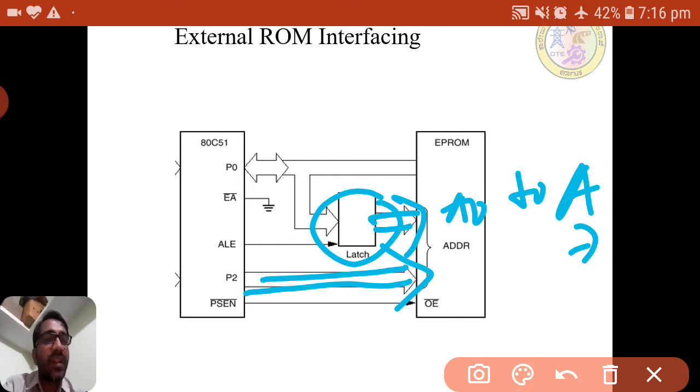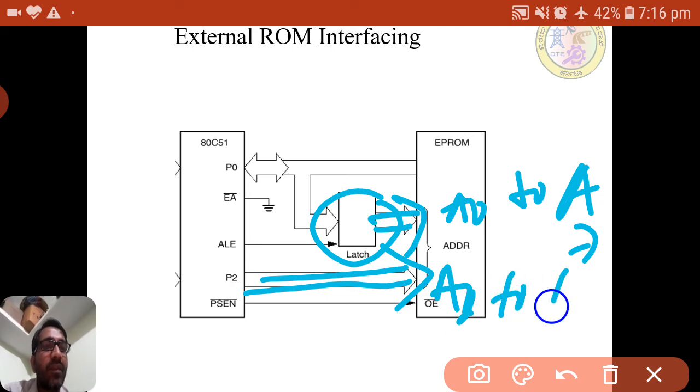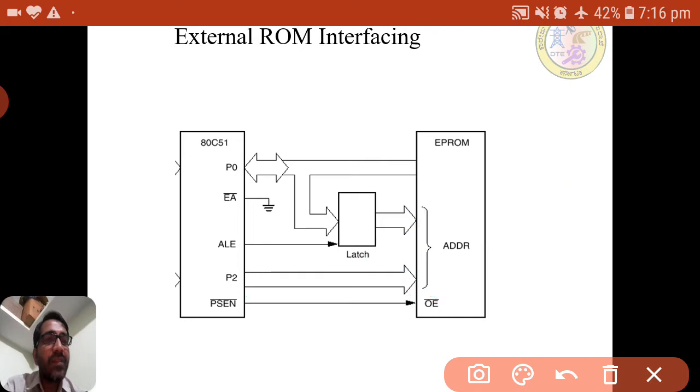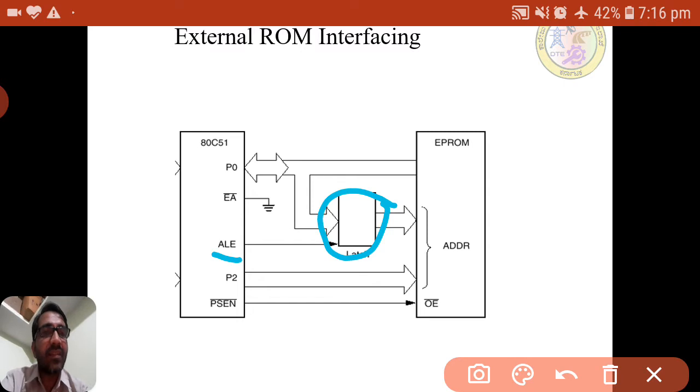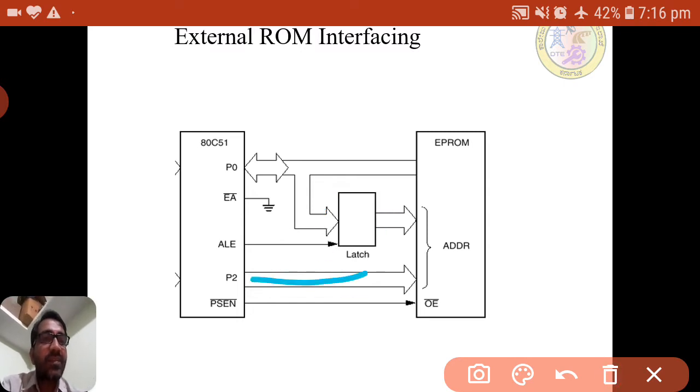So directly the address lines A8 to A15 will be used from that. So like this, initially the microcontroller or microprocessor will send the address, and it will be latched using the ALE signal. And here the higher address will come.